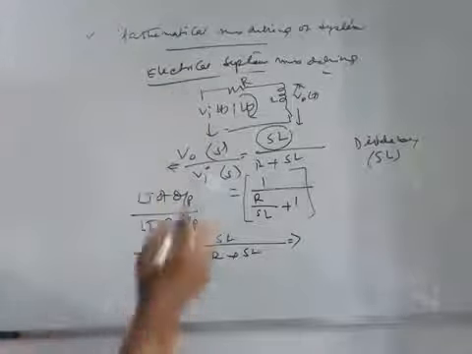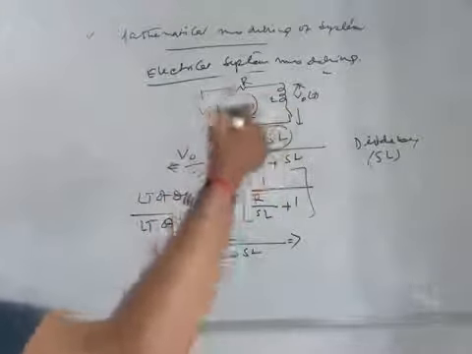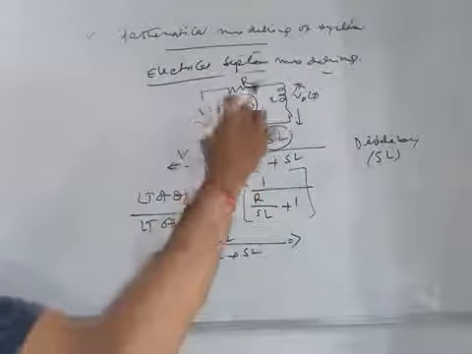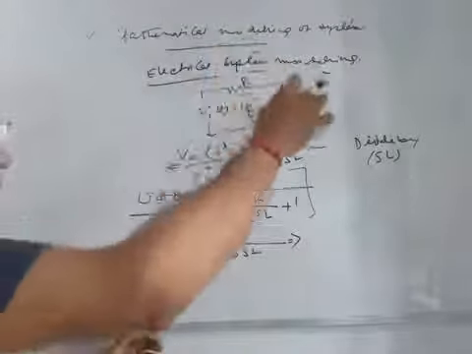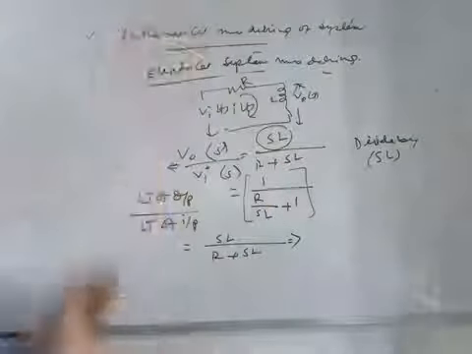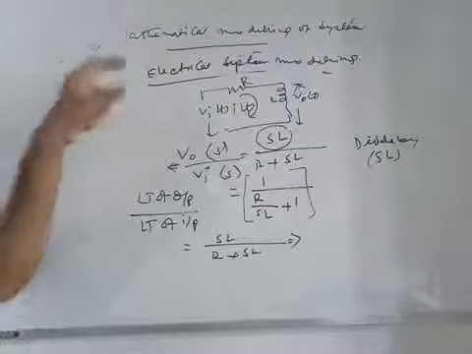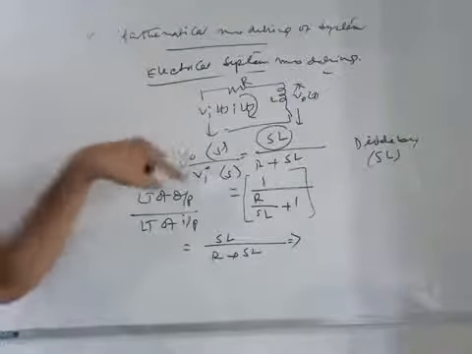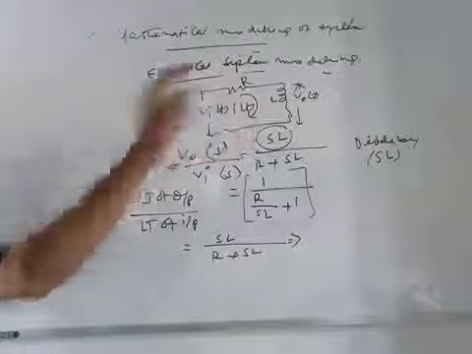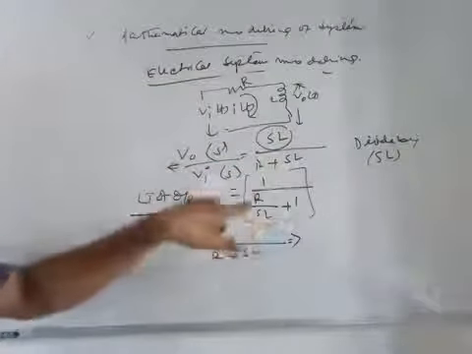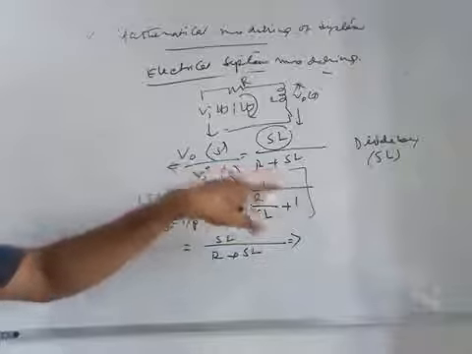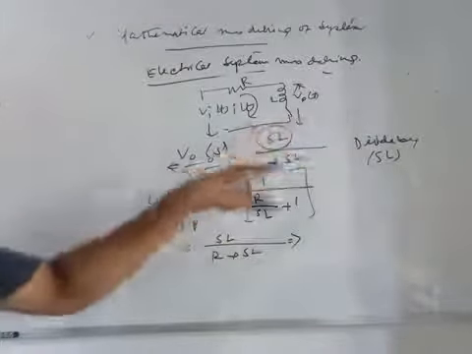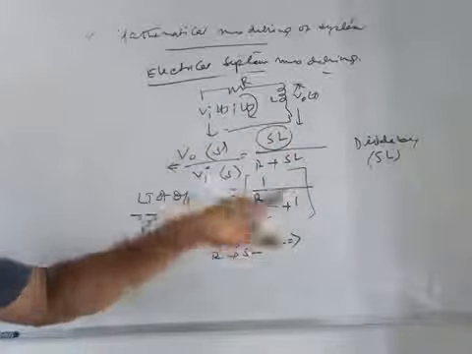I repeat this. This is our network, which we have considered as an RL network. This is R, this is L, and this is your vi(t) forcing function input. i(t) is the current flowing through it, and v0 is the output. From the previous section, we see V0(s) by Vi(s) is sL by R plus sL. This can be written in this form, which is obtained by dividing the numerator and denominator by sL to get this type of structure.